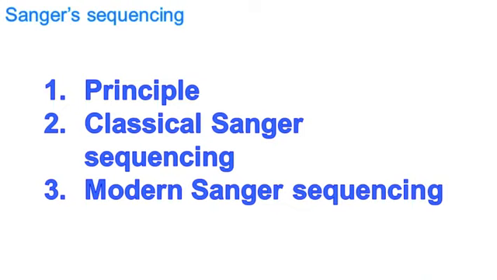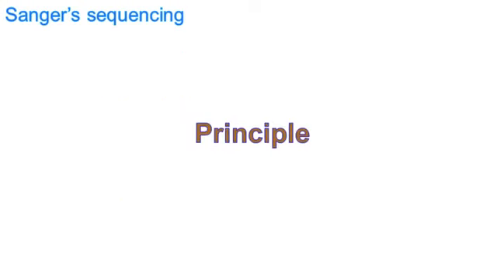The first part explains the principle of the method. The second part is about classical Sanger sequencing that was used widely in 1980s. And the third part is about modern Sanger sequencing that uses fluorescence dyes.